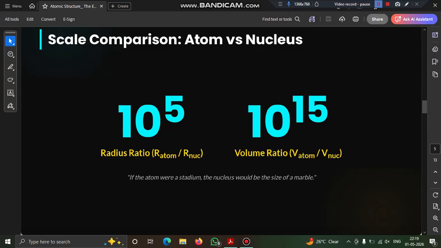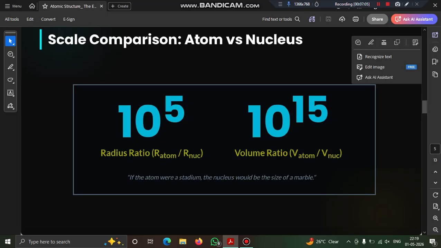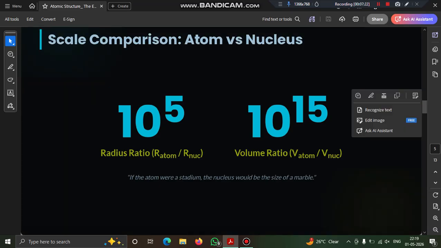Here is the scale comparison between atom and nucleus: the radius of an atom divided by the radius of a nucleus is 10 to the power 5, and the volume of an atom divided by the volume of a nucleus is 10 to the power 15. These are the two main points about atom versus nucleus. The radius ratio is 10 to the power 5, and the volume ratio is 10 to the power 15. It is very important for our basic theories.